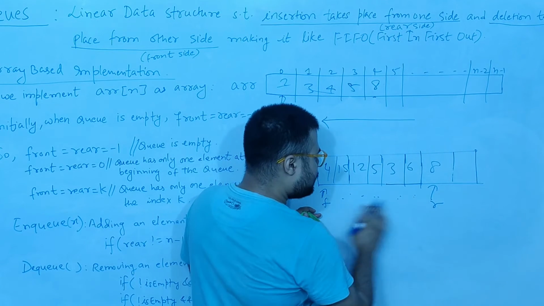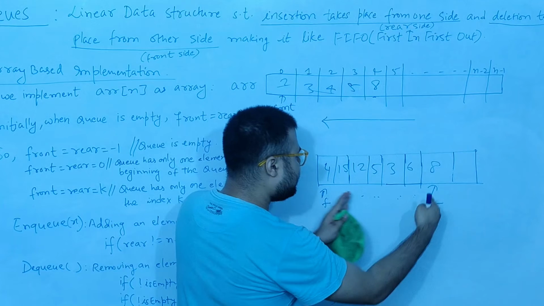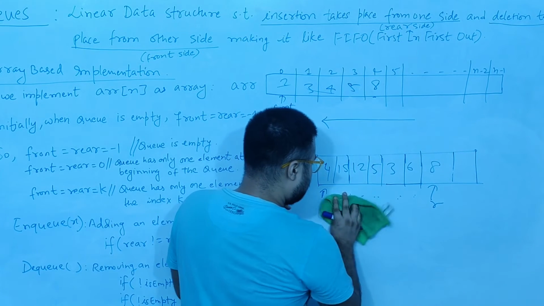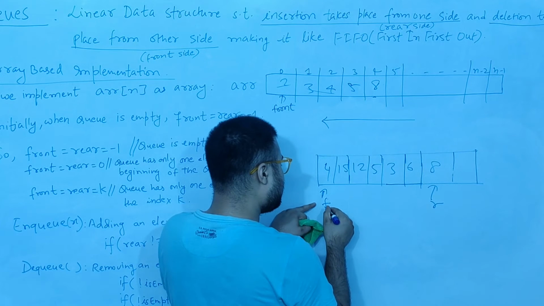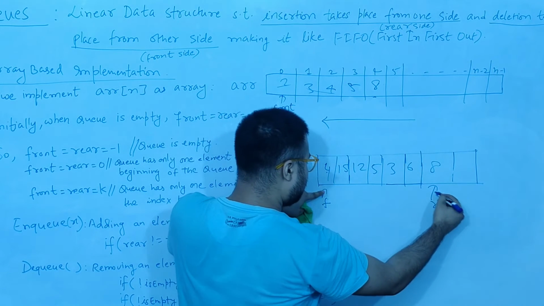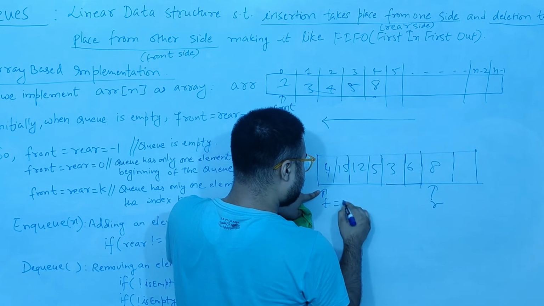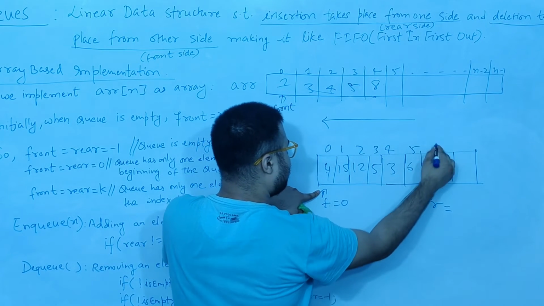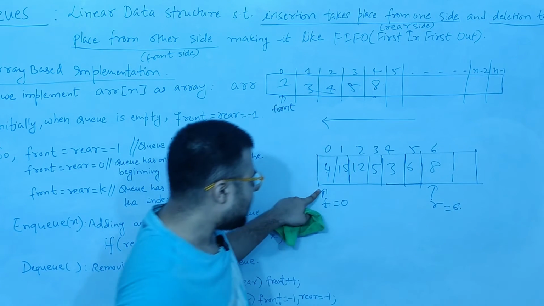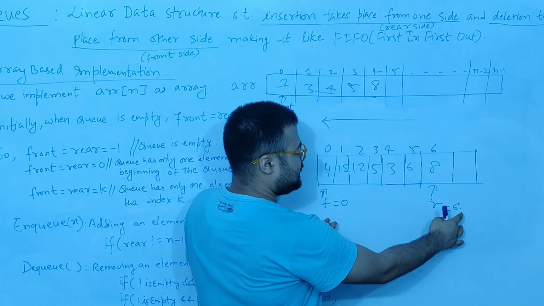So at any point of time, you see the elements are between front and rear only. At any point of time, the elements are between front and rear. If your front is here, the elements are between these two. If front f is 0 and r is 0, 1, 2, 3, 4, 5, 6, r is 6, it means the elements are between 0 and 6.